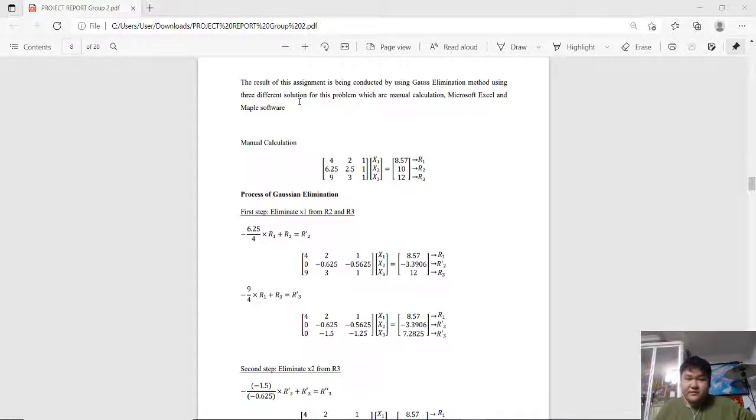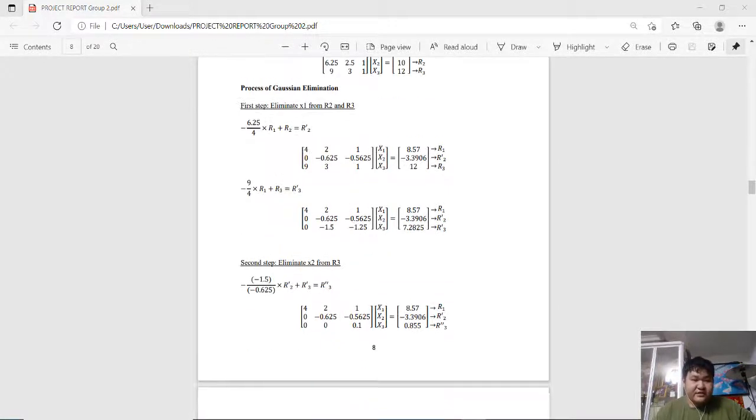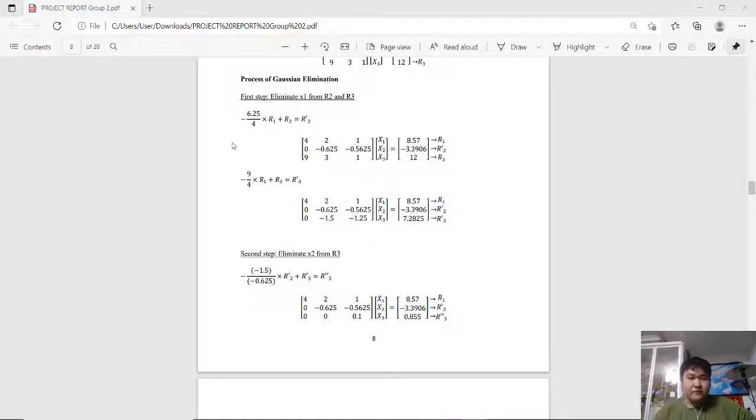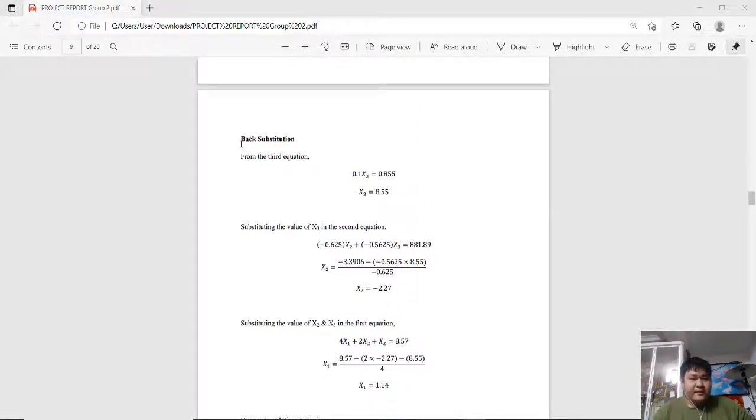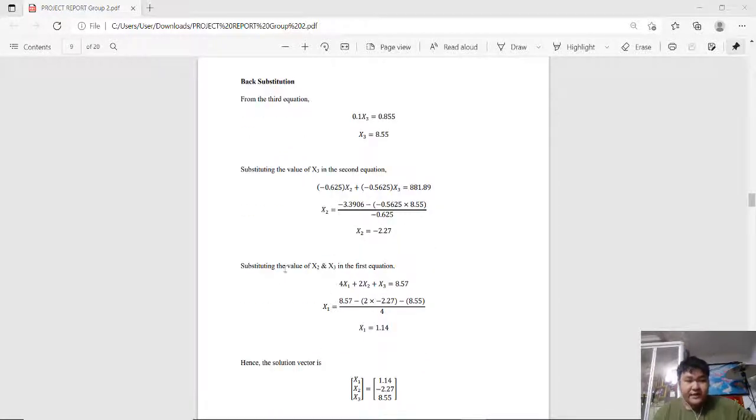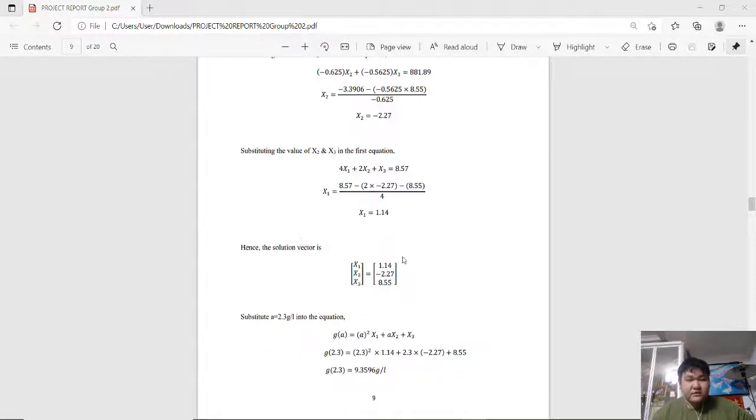First, we use the Gaussian method to eliminate S1 from row 2 and row 3, and then S2 from row 3. Next, we use back substitution. We find S3 and then substitute back into the row 2 equation, so we can find S2. The same goes for S1: we substitute S2 and S3 back into the row 1 equation to find S1. So this is the solution.